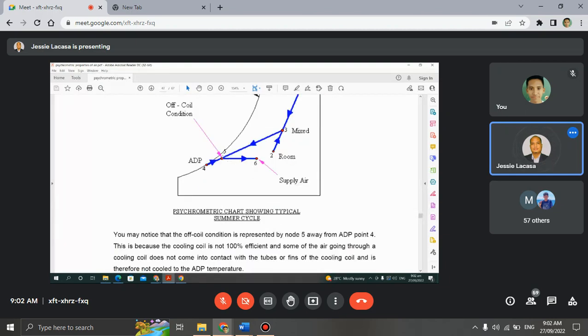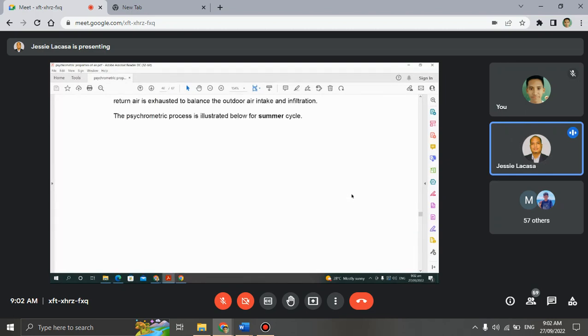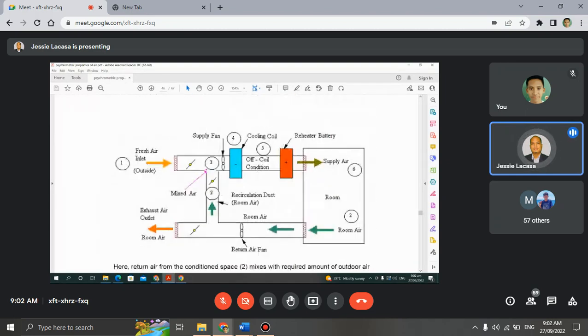Ano? Nganong itaas man ang temperature sa 6? So maybe because of the heat gain no sa pag-travel niya sa ducting. So nana siya. Diya. Kare siya kani nakapuan ni siya no reheater battery. Wala na siya.